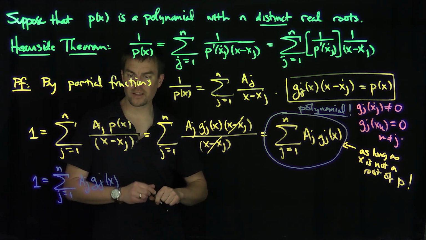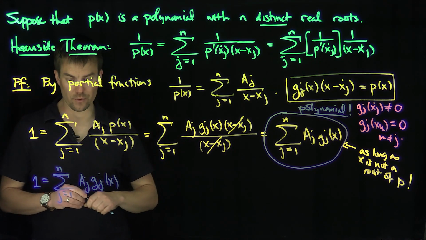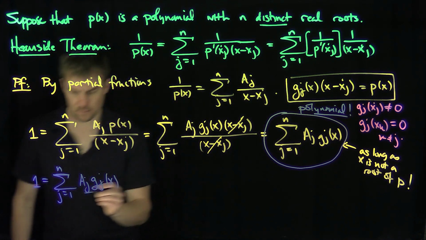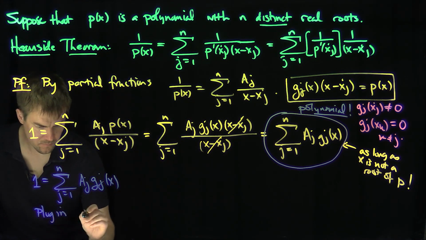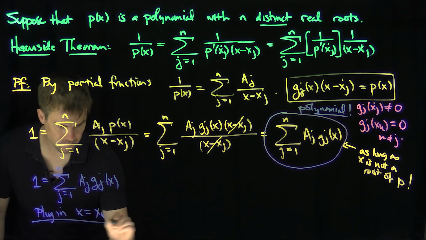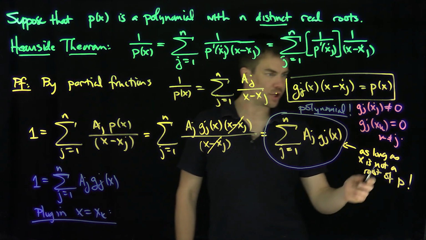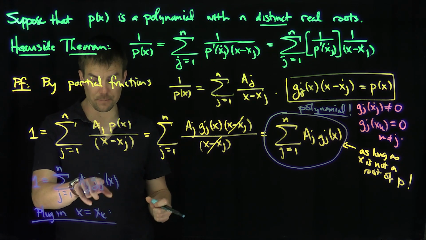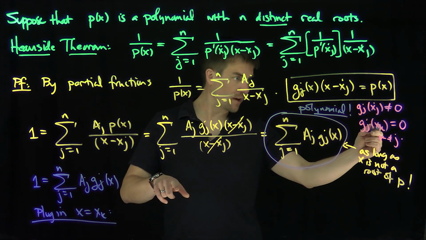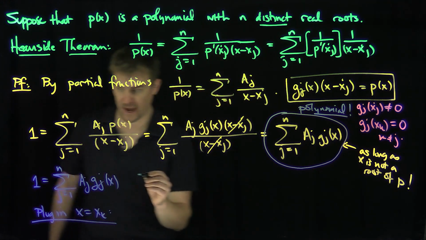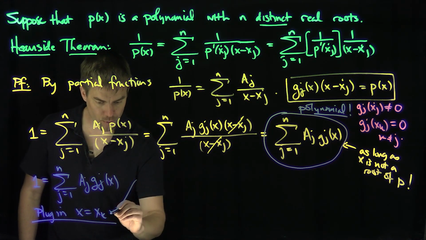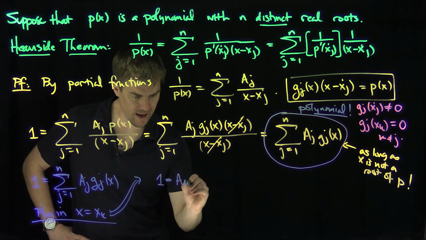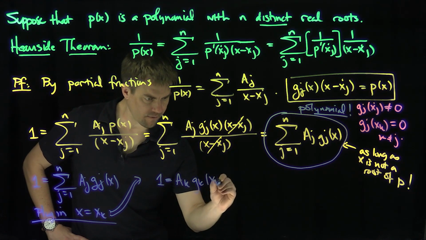In particular, I can plug in the values that correspond to any root. So plugging in x equals xk, all of the terms in this sum collapse, because g1 of xk is equal to 0, g2 of xk is equal to 0, and so on. The only term that is not 0 is the one at k. So we conclude that 1 is equal to ak times gk of xk.